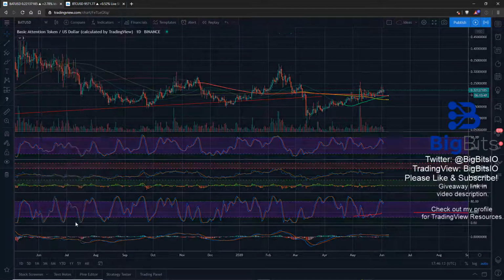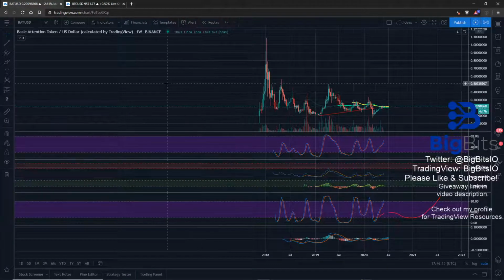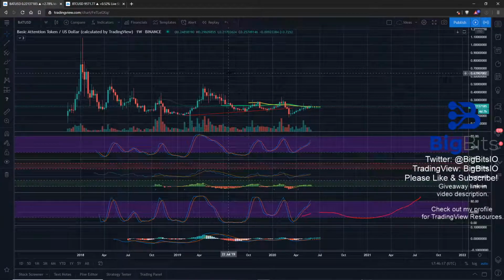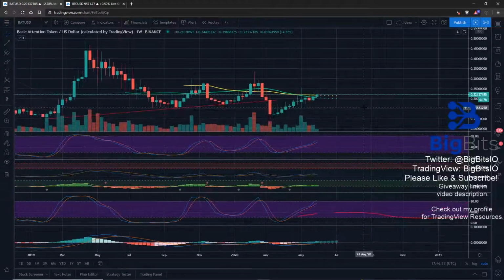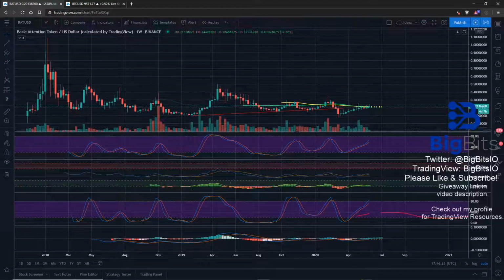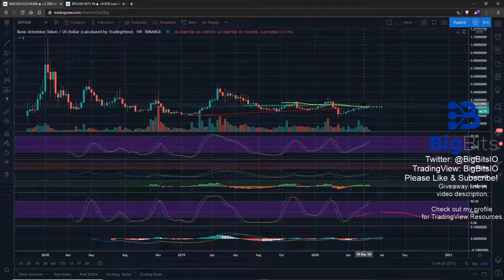Go back and take a look at the weekly. Momentum is continuing to climb up. This seems like a pretty important week for basic attention token, because it is looking to potentially close above its 100-week moving average, which would be huge.